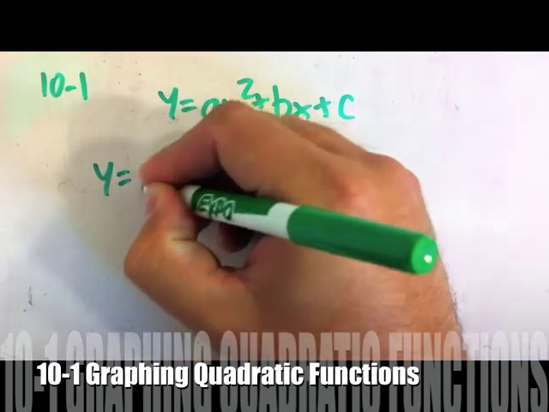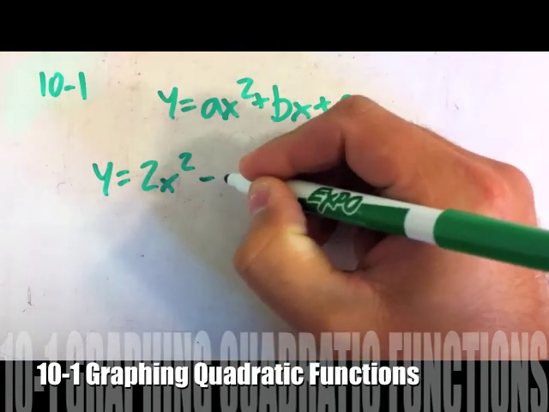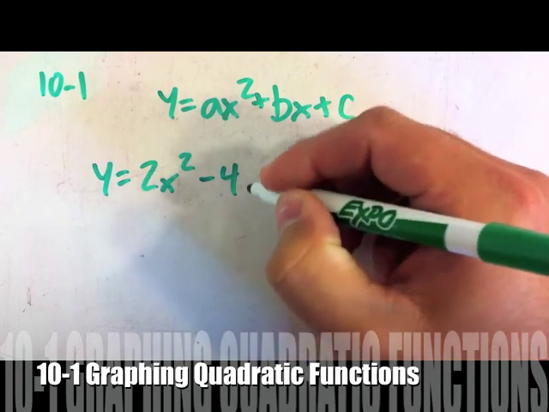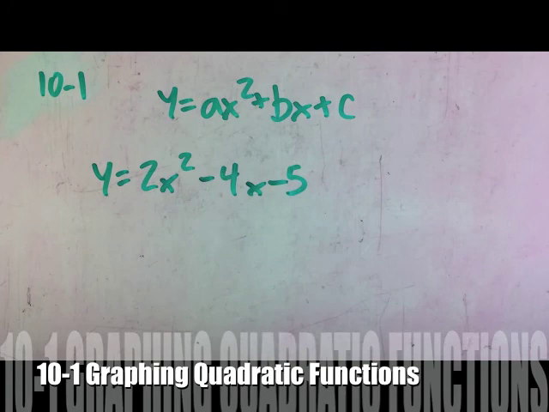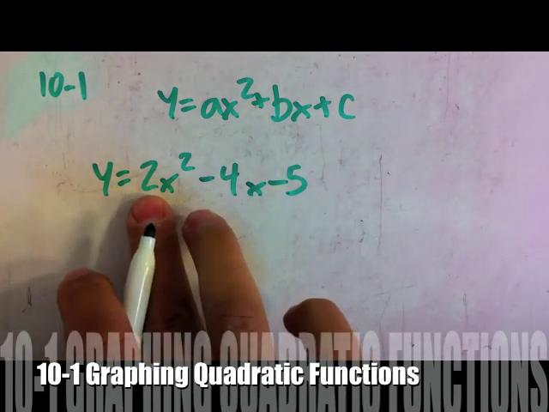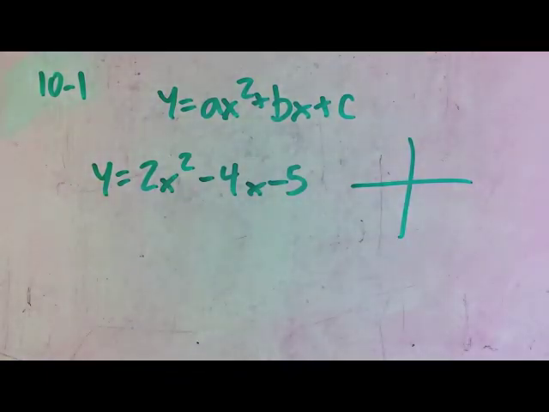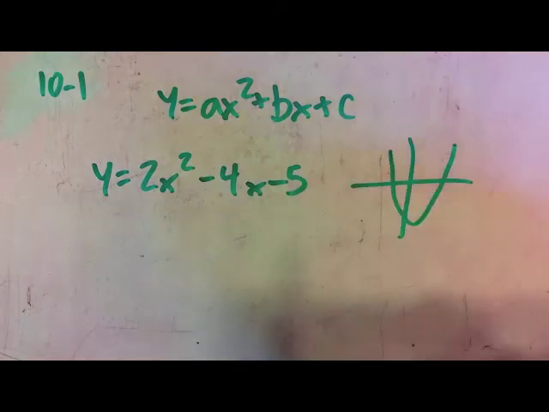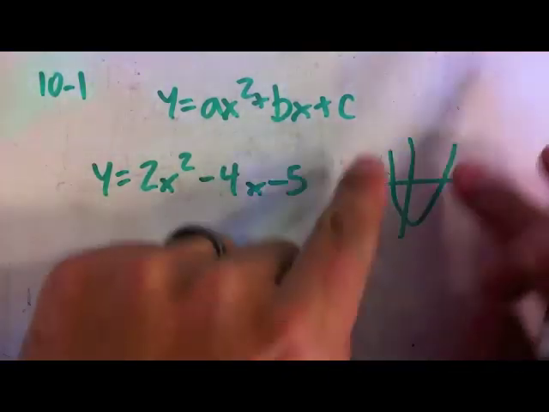So I'm going to write this one down, which is just an example written in this form up here. And it is y equals 2x squared minus 4x minus 5. Now the important thing to understand here is that this number right here, this 2, in the spot of A, tells us what kind of parabola we're going to have. So if you have a positive number here, you're going to have a parabola that opens upward. So the parabola is going to be opening towards the top.